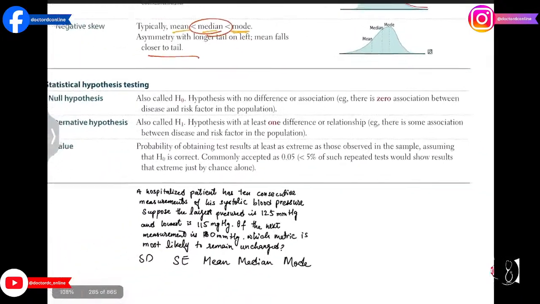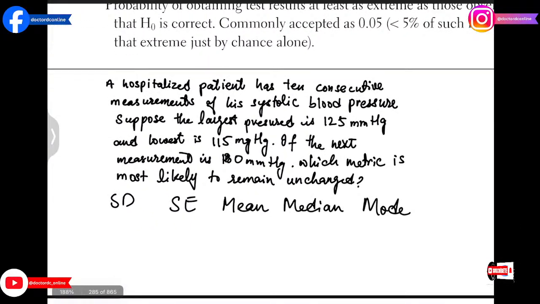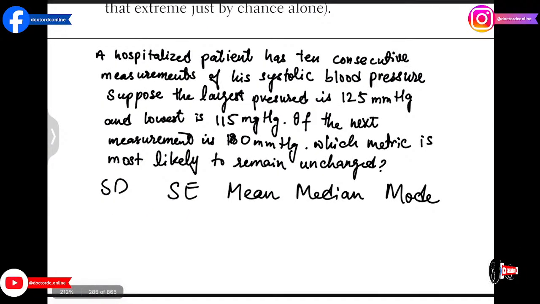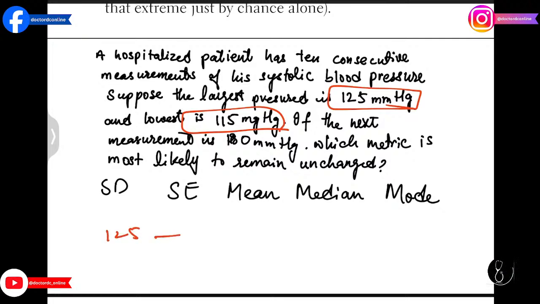Let's try a practice question. A hospitalized patient has 10 consecutive measurements of their systolic blood pressure. Now, suppose the largest pressure measured is 125 millimeters mercury, and the lowest pressure measured is 115 millimeters mercury. If the next measurement is 180, which metric is most likely to remain unchanged? Well, using the approach that we just discussed, the mode, which is the most frequently observed data point, is the most resistant to outliers. All of the other metrics will be more sensitive to outliers and thus would be more likely to change.